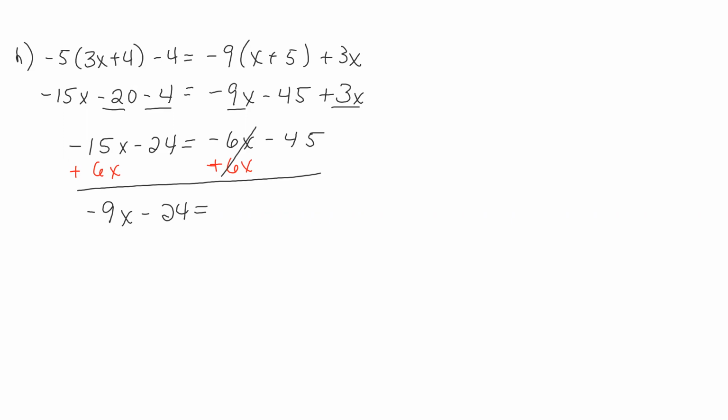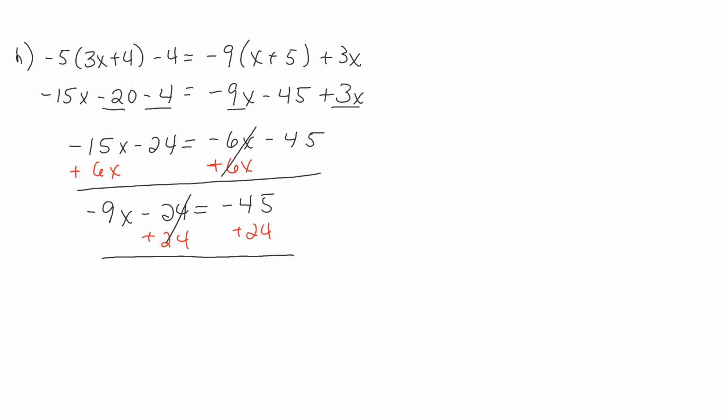Negative 6x plus 6x is 0. 0 minus 45 is negative 45. So I've got all of my variables in a single term. Now I need all of my constants in a single term. So let's focus on the minus 24. How would I move it to the right? Well, the opposite of minus 24 is plus 24. So I'm going to add 24 to both sides.